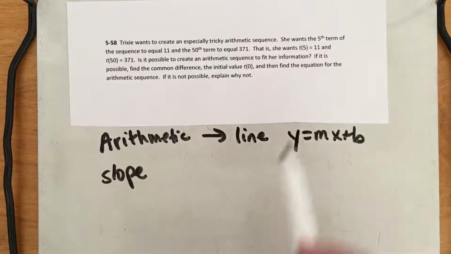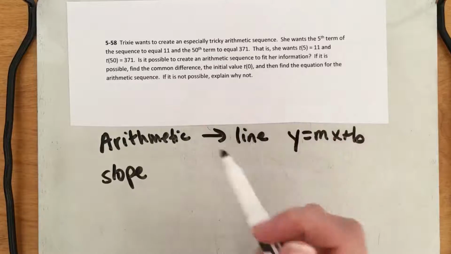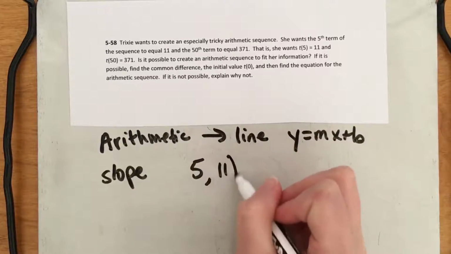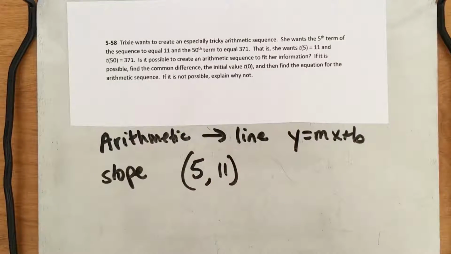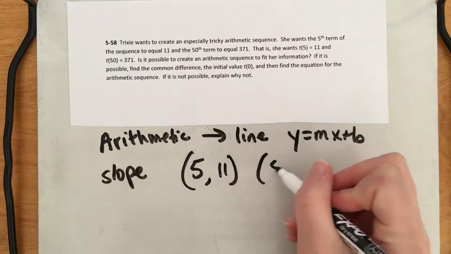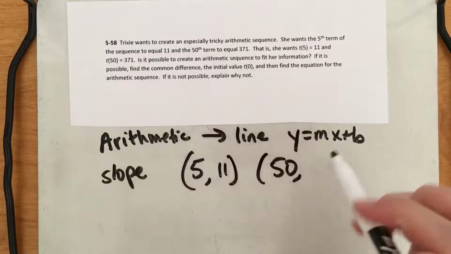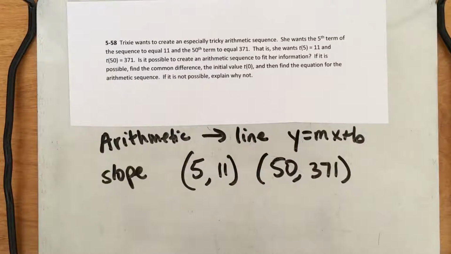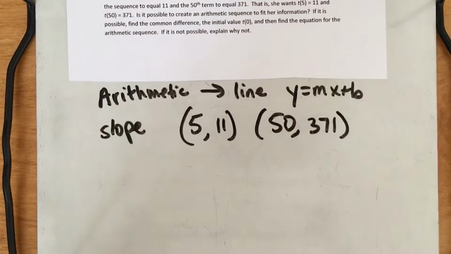So if I create 2 points or 2 coordinates, so 5, if the fifth number is worth 11, I might write that point like this, okay? And the 50th number is worth 371. So I just wrote 2 points from the information given. This is the location in the sequence, and this is the value. This is the location, the 50th term, and it's equal to 371. So now I want to find the slope with those 2 points. Okay, that's how we'll find our common difference.